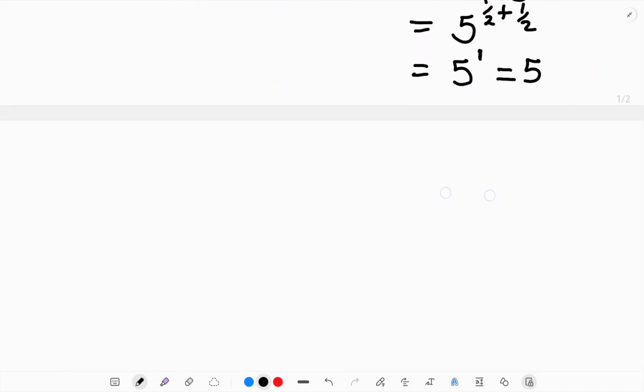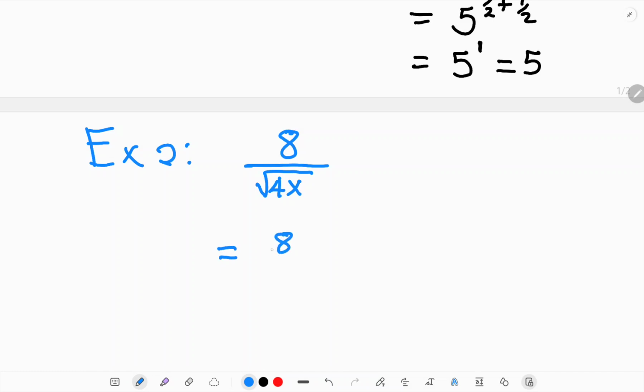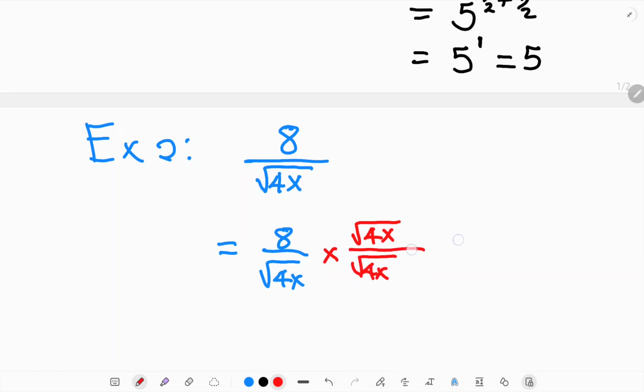Also, we can maybe do another example so that you can get to see more of how this works. Let's say you're given 8 over root of 4x, right? What is the convenient form of 1 that we can use in this case? It will be root of 4x over root of 4x. The convenient form of 1 in this case will be root of everything inside the square root. You take it as it is, right? 4x. Everything inside the square root, you take it as it is.